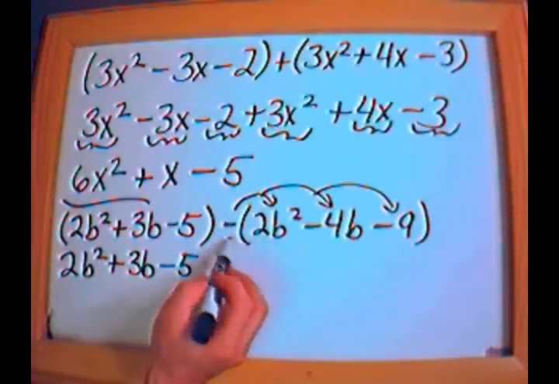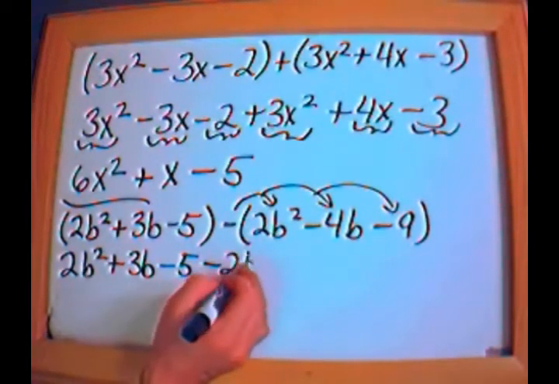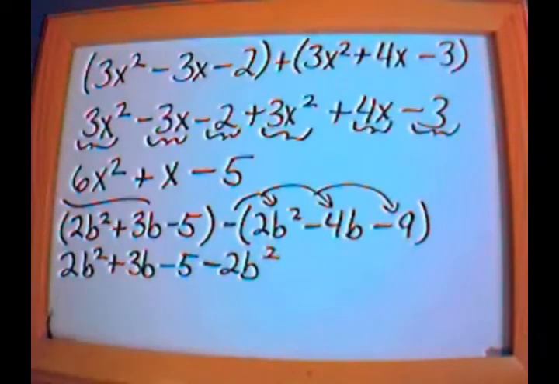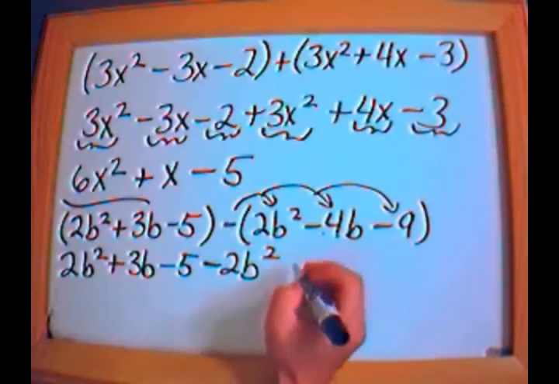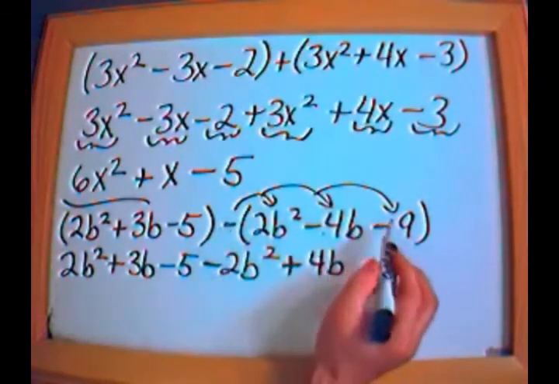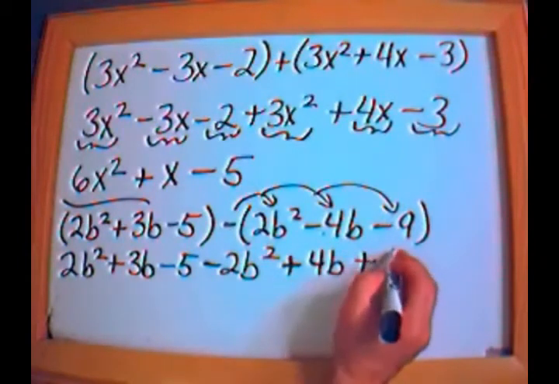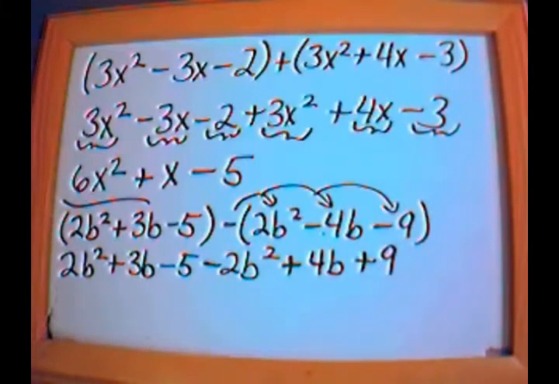Okay? And let me work on this. Negative 1 times 2b squared is negative 2b squared. Negative times positive is a negative. Negative 1 times negative 4b is positive 4b. Negative 1 times negative 9 is positive 9. So now I'm left with this.